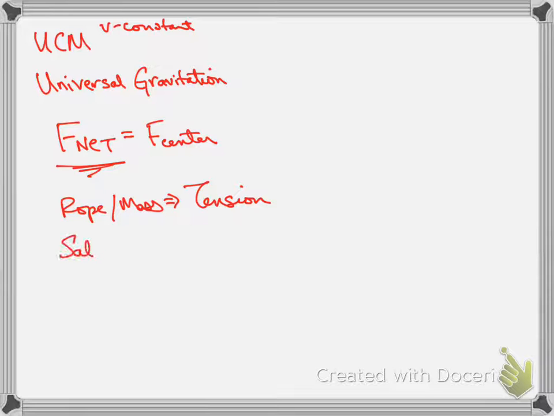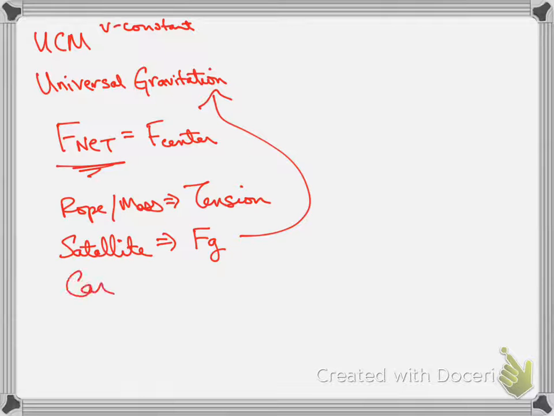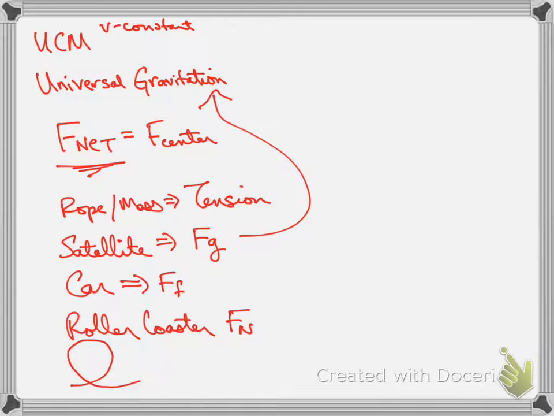If you're a satellite or a planet in motion, then gravity is what provides the centripetal force. And this is why we're going to talk about universal gravitation. If you're a car going around a turn, friction would provide the centripetal force. If you're on a roller coaster, it might be the normal force, right? Your seat is what's holding you into that circular motion when you go around the loop-de-loop. Again, anything that points to the center is a centripetal force.